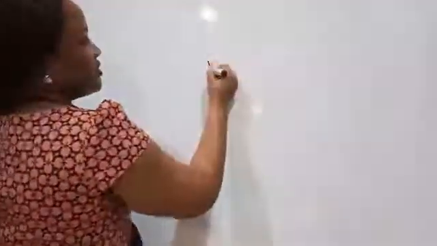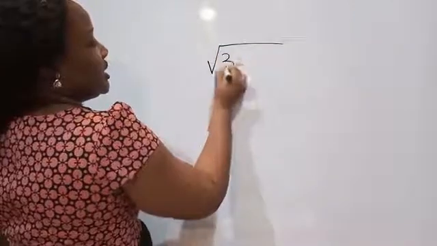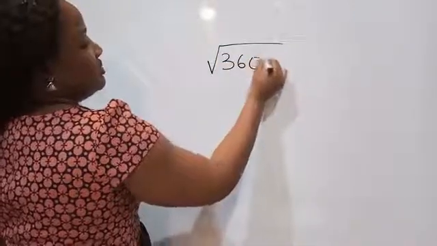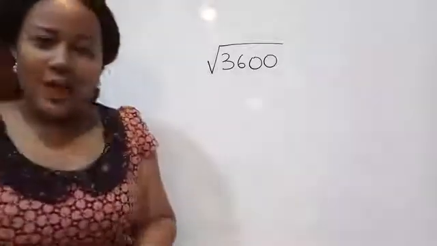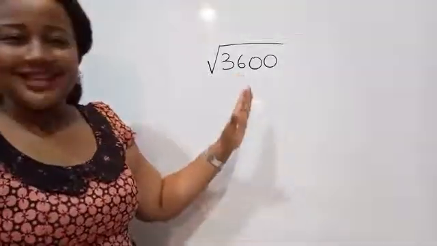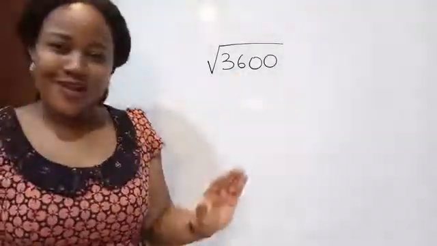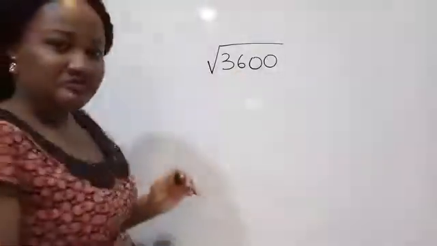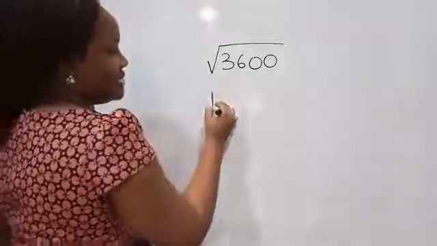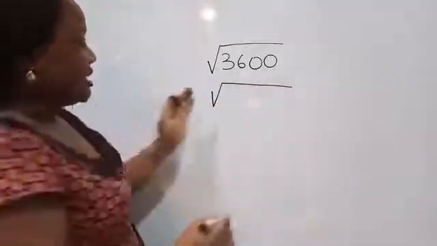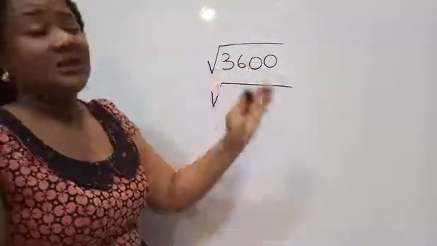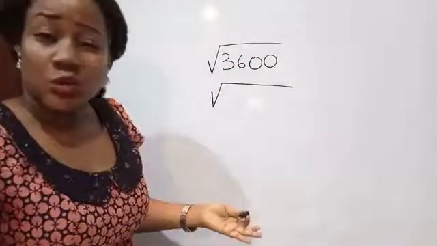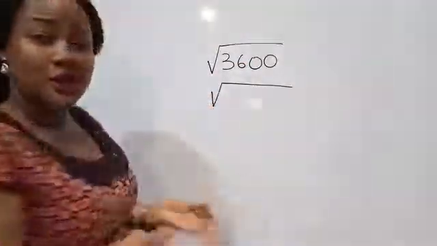Now, let's look at this. Let's say, told to find square root of, let's say, 3600. By looking at it, you can see that 100 is already a factor of this number. So, probably you can just say square root of 3600 is 36 times 100. It's a no-brainer. Okay?